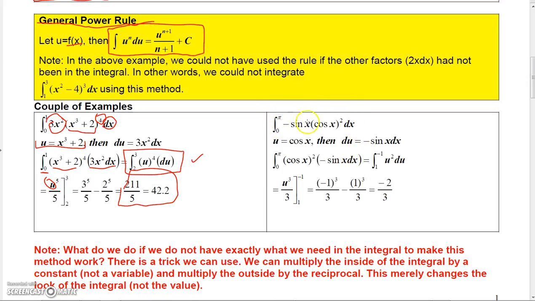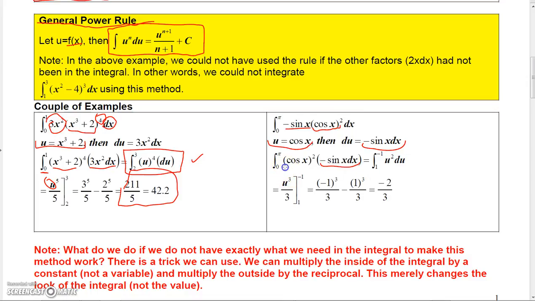Okay, now here's another one. Notice that I have cosine of x raised to a power here. So I have cosine x quantity squared. And you might realize that I have minus sine x. And if you think about cosine x, the derivative of cosine x is actually minus sine. So if I were to let u equal cosine x, then du would actually be minus sine x dx. So really this minus sine x and this dx, if you put them together, that forms du.